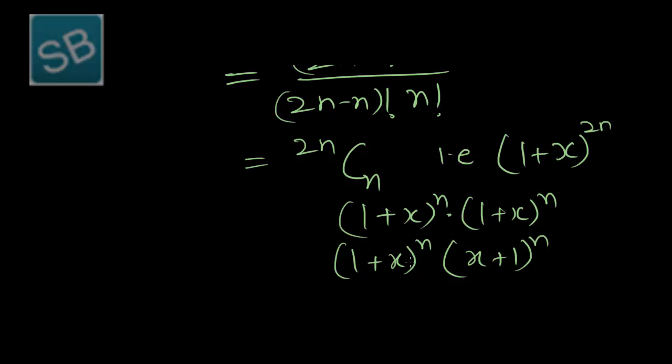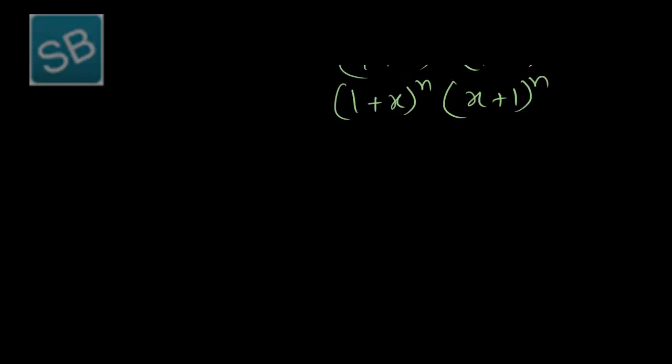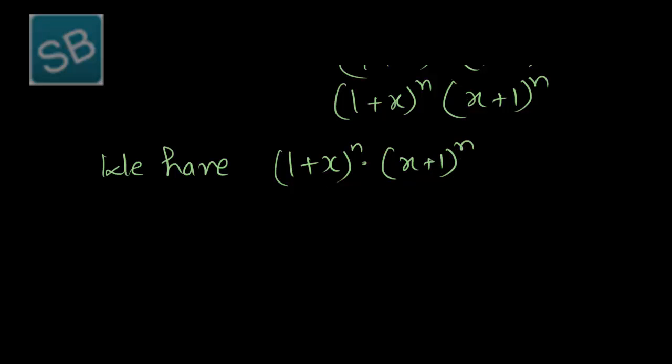So if we expand this and expand this on multiplying, we will get coefficient of x^n as (nC0)² and so on. So this is a hint to solve such type of problem. So just take (1 + x)^n into (x + 1)^n.